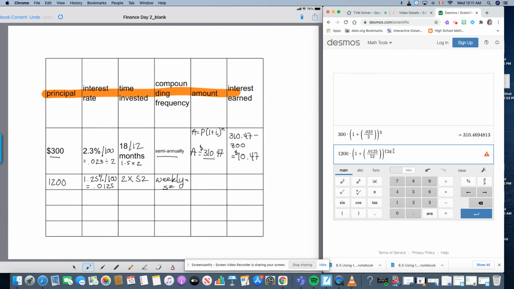Oh, something went funky there. Why is that not working? Oh, it's saying that's an X. There we go.